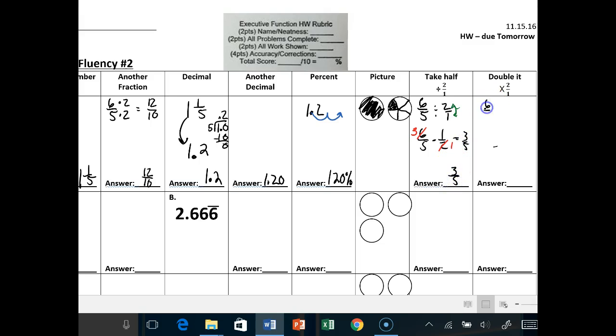So then this one's 6/5. Again, the original fraction times 2 over 1. I can't cross cancel this time, so I just go straight across. What do I get? I get 12 over 5.